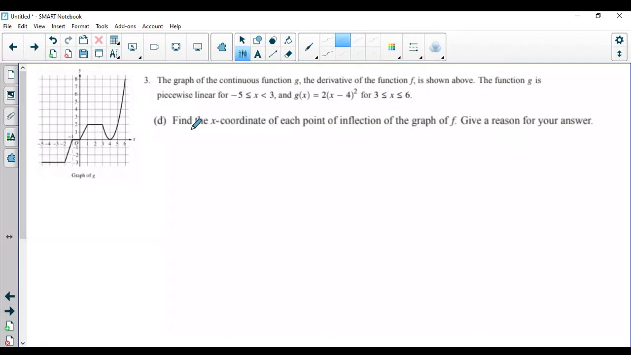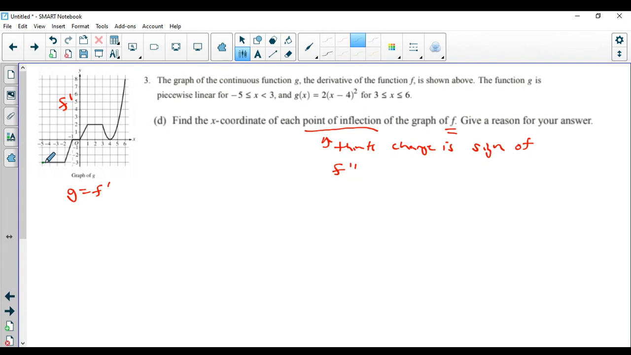We're almost done. Part D says find the x coordinate of each point of inflection. So for me, I see point of inflection, and I'm thinking change in sign of f double prime, okay? So it says give a reason for your answer. So the point of inflection on f, so change in sign on f double prime. So we just kind of talked about this, right? This is the graph of f prime. So when is f double prime changing sign? Maybe it's first prudent to find out when f double prime is 0.